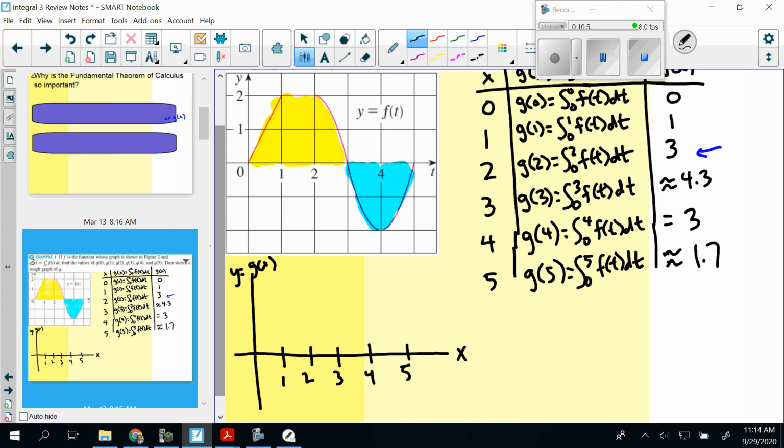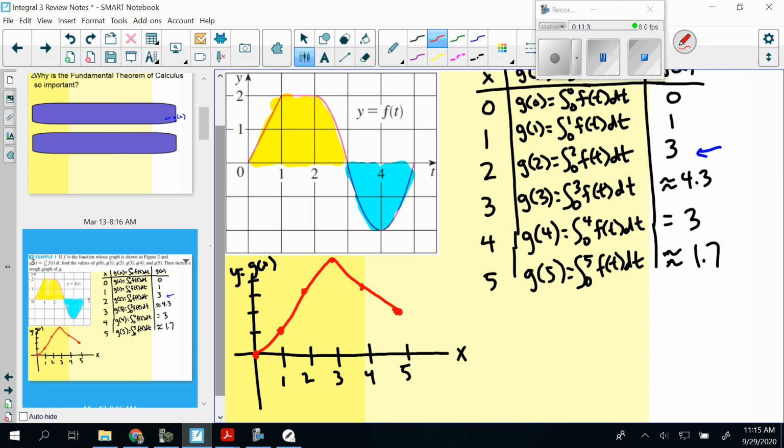So if we estimate where those points are going to be, at 0 it was 0, at 1 it was 1, at 2 it was 3, at 3 it was about 4.3, which on my graph is maybe about there. At 4 it was back to 3. At 5 it was 1.7, which we'll estimate maybe right about there. So this graph looks something like that.